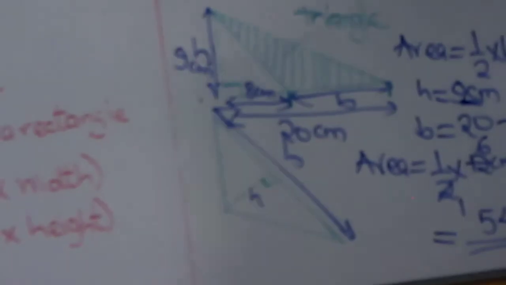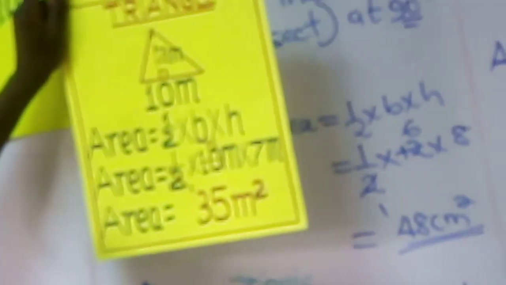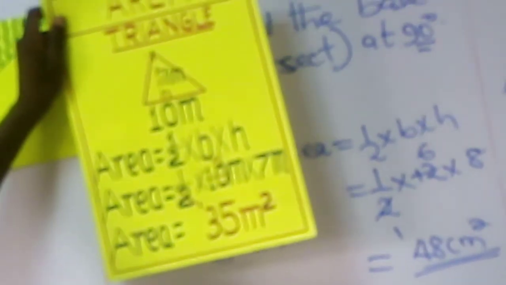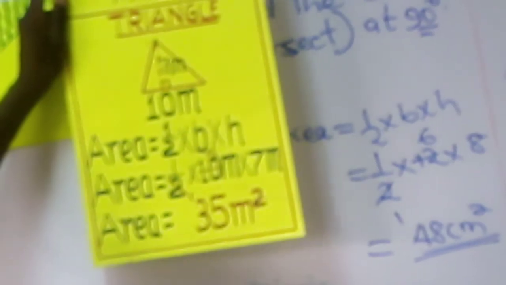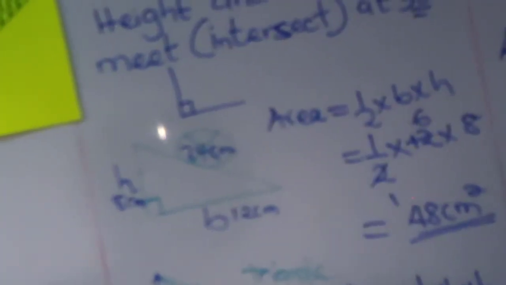I hope, boys and girls, you have understood. This is another example of an area of a triangle worked out on a manila paper, and I hope you are able to see that. So the area is measured in square units. Area is measured in square units.